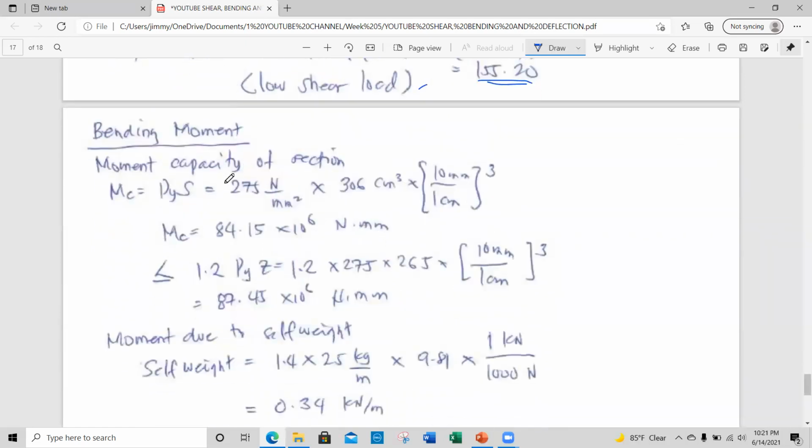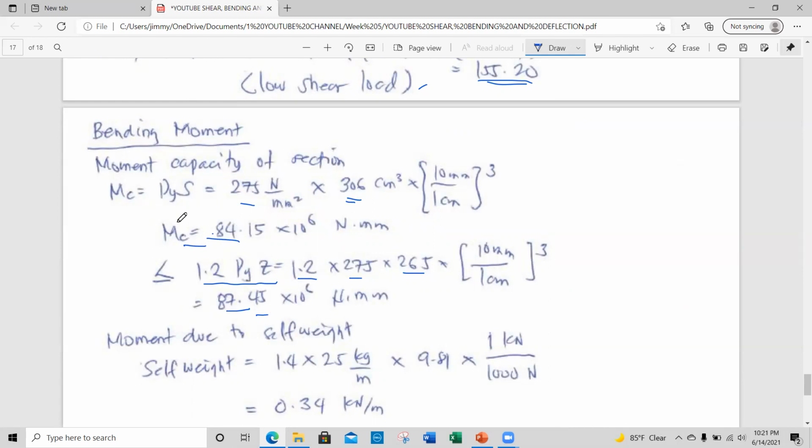Bending moment capacity. So our bending moment capacity, you have PY times S, which we get from our initial selection of structural steel from the table. Now we have to check if it is less than 1.2 PY Z. You have PY from the table, Z also from the table, 265, the elastic section modulus. So see, this one is less than 87.45.